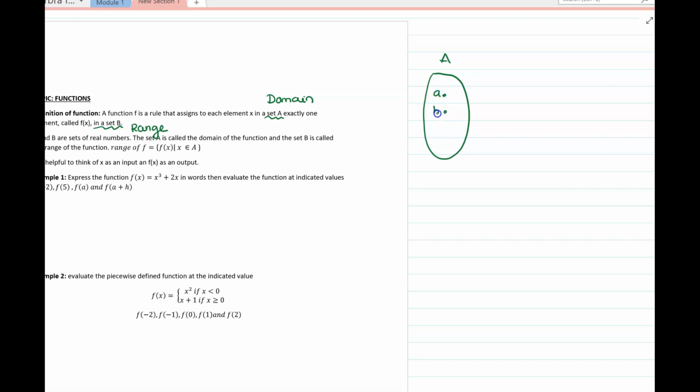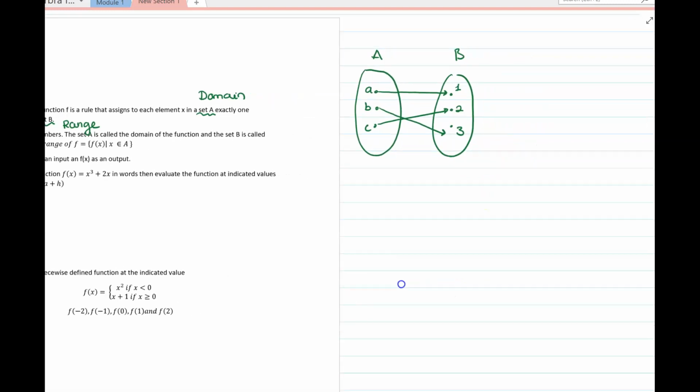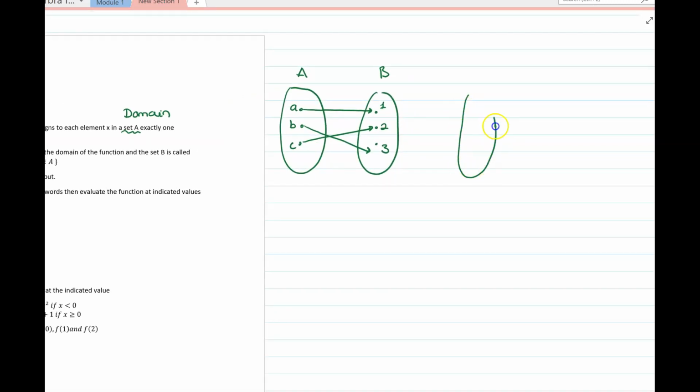with the values A, B, C. And you have another set B with the values 1, 2, 3. This is a function if each element in set A gets assigned to exactly one element in set B. That is an example of a function. You can have a function like this, with the set A, B, C. You can have that.